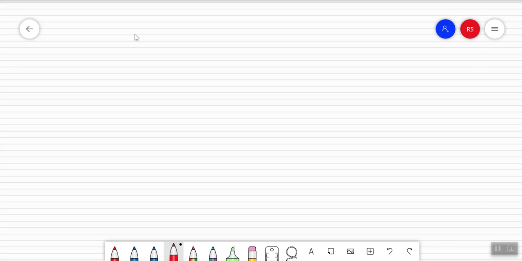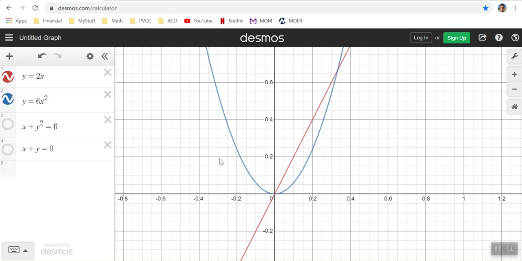In this video, I'm going to do a couple of examples of finding the area enclosed by two curves. So in the first example, let's take the curves y equals 2x and y is equal to 6x squared. Well, the first thing that we want to do is graph these. Now, you can graph them any way that you want. Again, in this class, I generally like to use Desmos. So I've already graphed these two curves in Desmos.